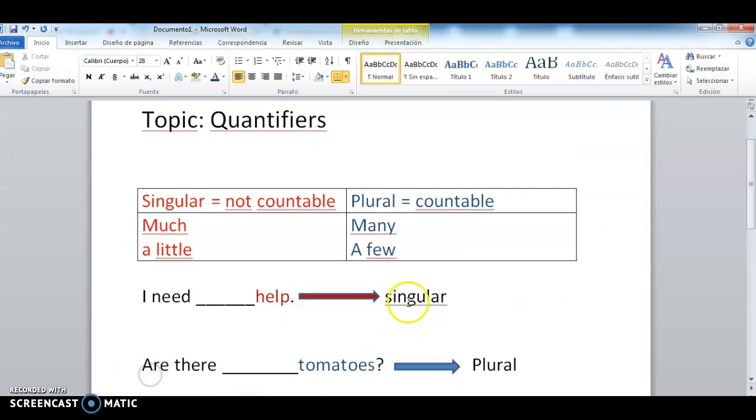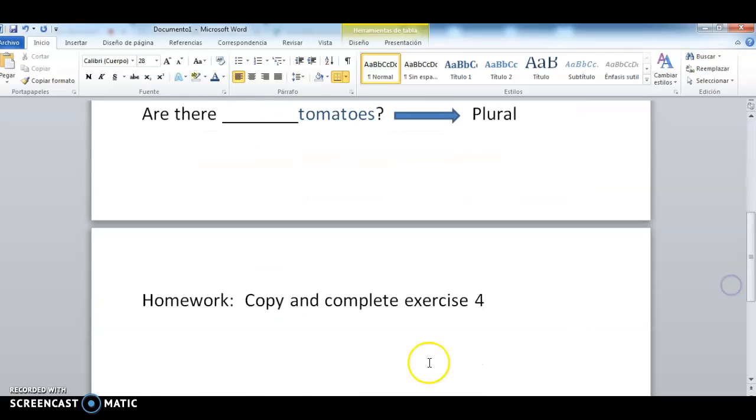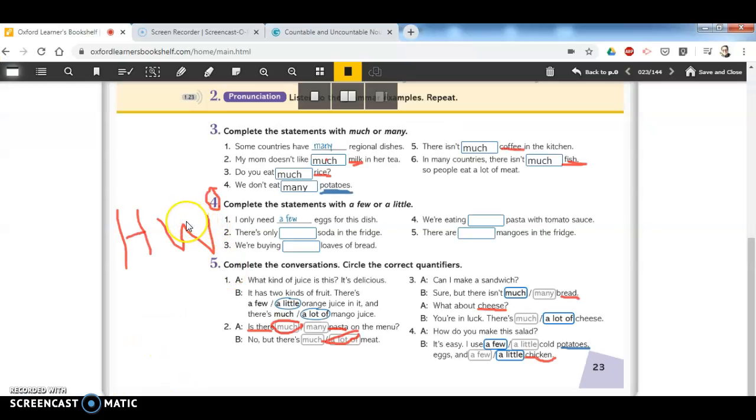Okay, like I said before, your homework is going to be copy and complete exercise 4. What is exercise 4? I'm going to finish with this picture so you can copy and complete exercise 4. The only difference in exercise 4 is that you're not going to use much or many. You only have a few or a little.